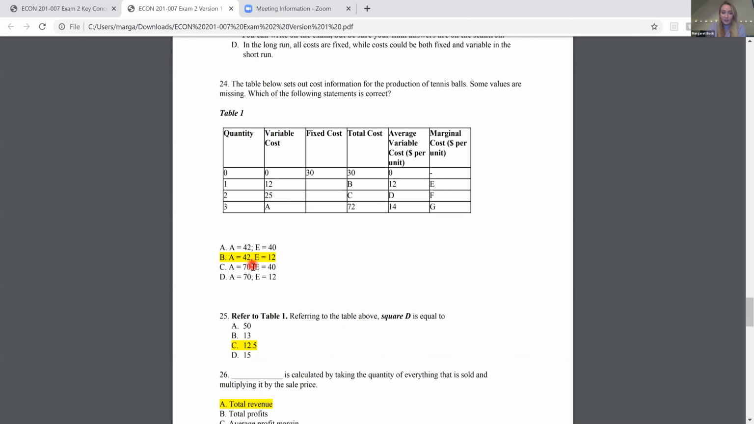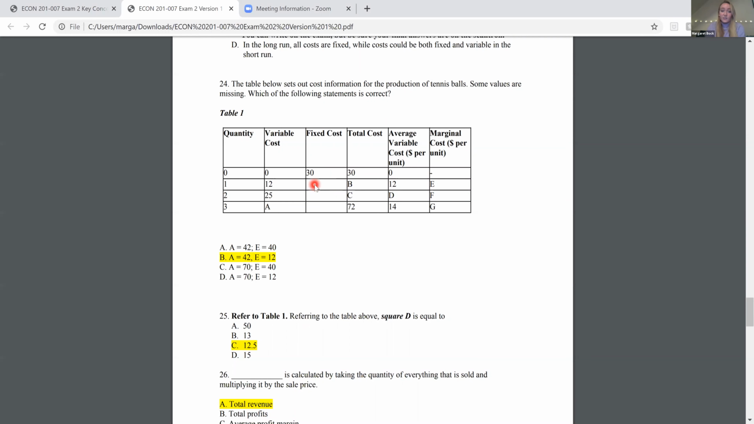So the question is asking for square A and square E. So if we look down here, we can see that square A is the variable cost associated with a quantity of 3. So I think the easiest way to figure out what this square is, is to know that the fixed cost is going to be constant no matter what the quantity is. So this 30 can be filled into all of these empty squares here.